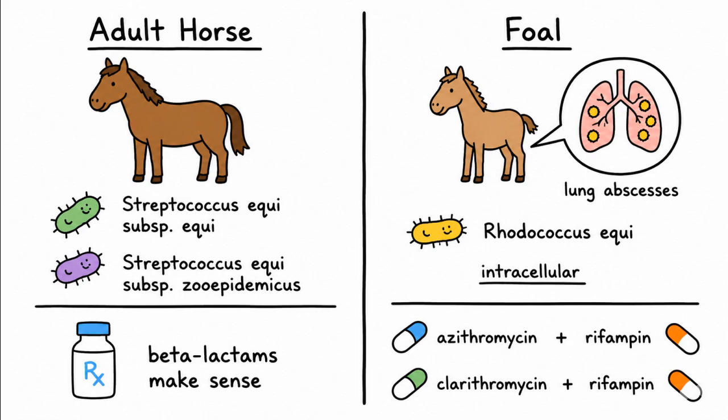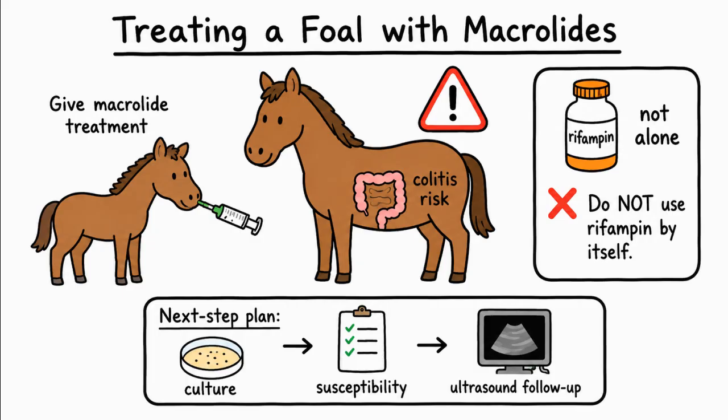But Rhodococcus equi is different. It is intracellular, causes abscessing pneumonia in foals, and is classically treated with a macrolide plus rifampin, such as azithromycin plus rifampin or clarithromycin plus rifampin. The caution is that macrolides are not casual horse drugs.